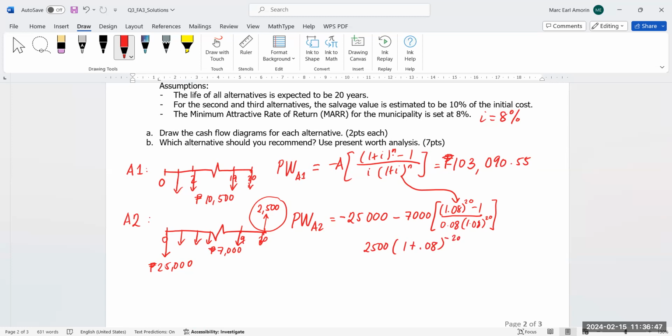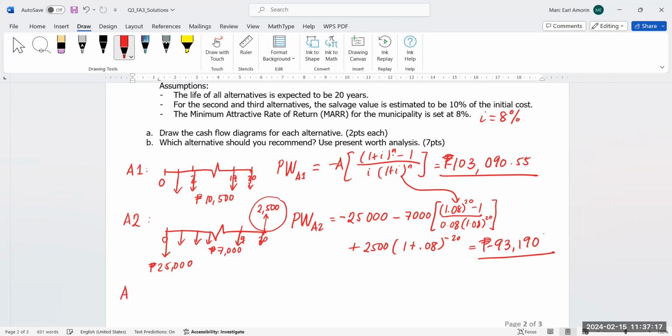So calculating this using your calculator, you should get around 93,190. Okay, so around this value. And this is a negative. Okay, so negative present worth. So this indicates that we have costs.